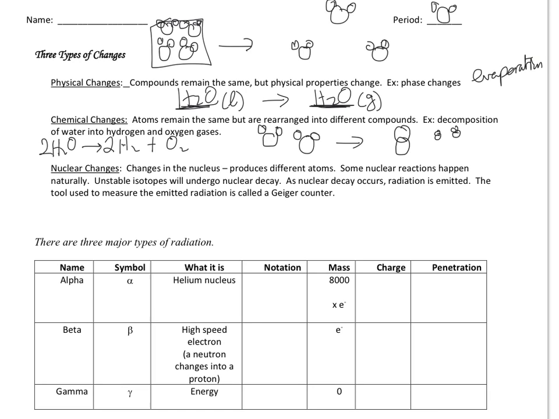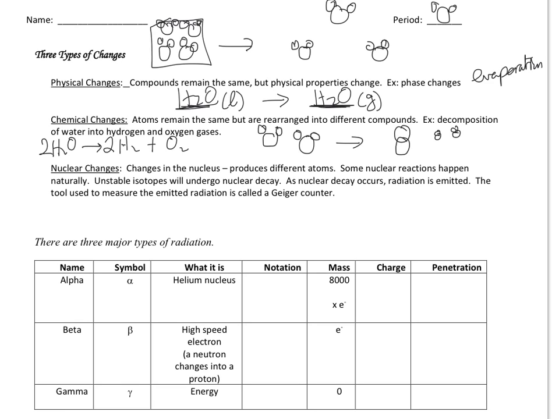With nuclear changes, these are changes in the nucleus. So if you remember from yesterday's notes when we were talking about the subatomic particles, we have protons, electrons, and neutrons. So the protons are what determine what element it is. For example, if you have something that has 6 protons, it must be carbon. If you have something that has 7 protons, it must be nitrogen. So protons determine the type of element you have, the identity of the element. Electrons determine the reactivity.